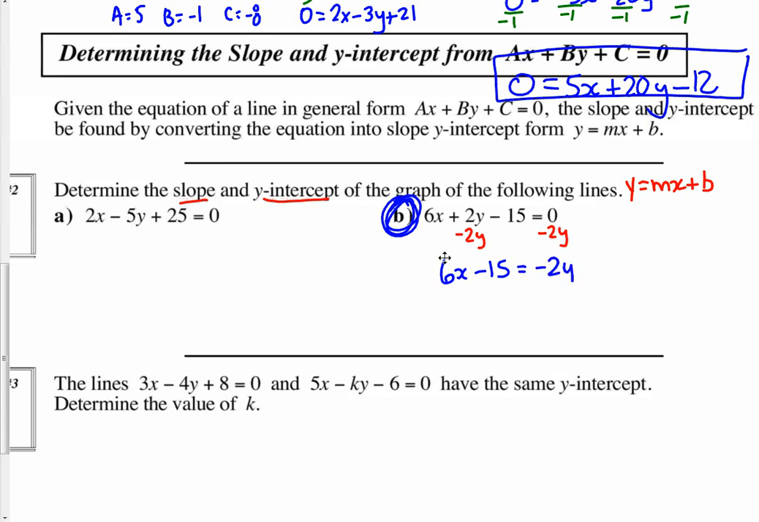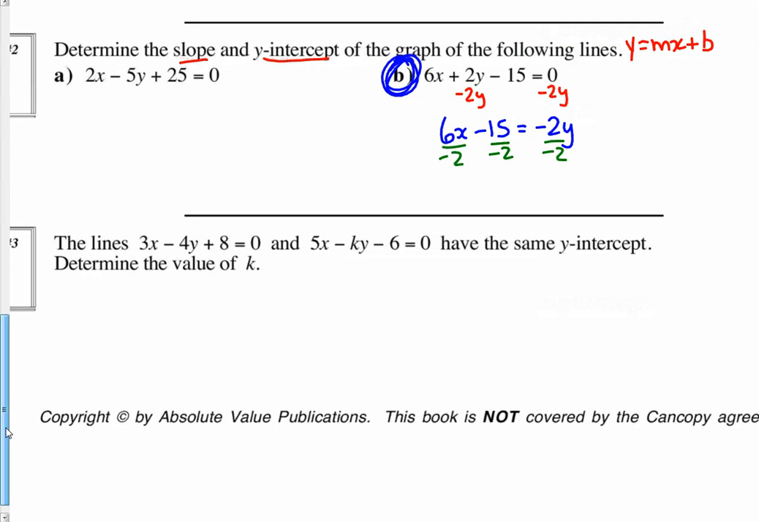So what do you do next? Divide everybody by -2. Does it matter what side the y equals is on? No, it's usually the left, but it's okay if it's on the right. It still gives me mx plus b.